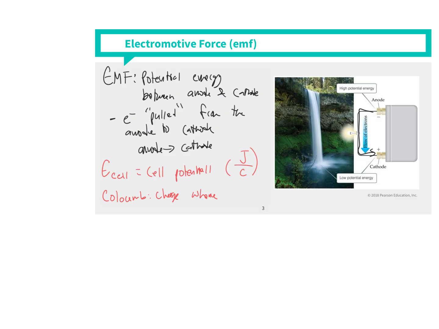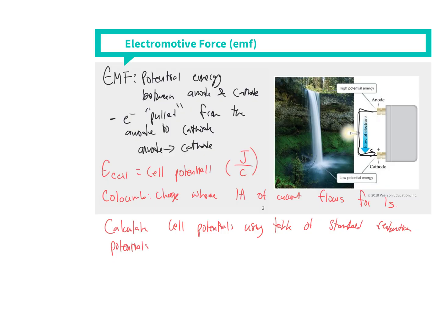where 1 amp of current flows for 1 second. We don't necessarily need to know this too much, but I just want to give you that definition. And you essentially calculate cell potentials using a table of standard reduction potentials. And you do not need to memorize these. You'll always be given these on a problem.